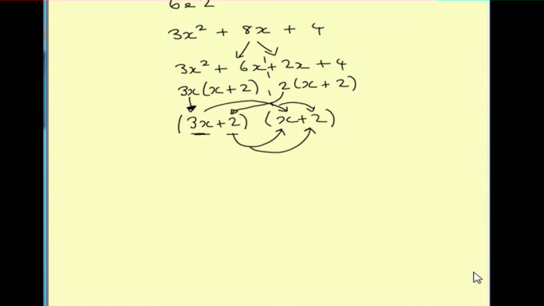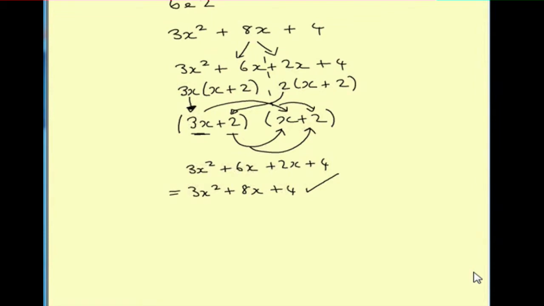We do 3x times x is 3x squared, 3x times 2 is 6x, 2 times x is 2x, and 2 times 2 is 4. So we end up with 3x squared plus 8x plus 4. Okay, so that's been factorised correctly.